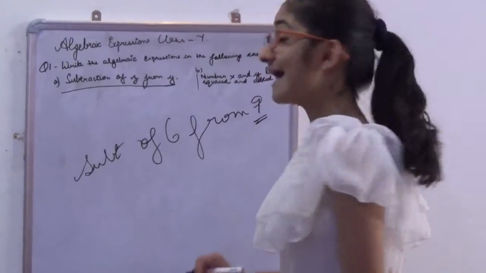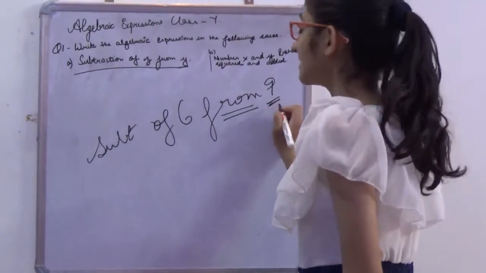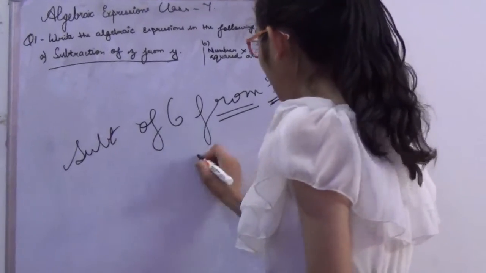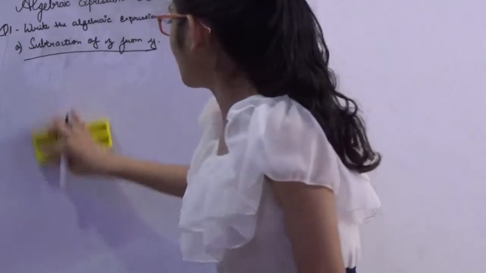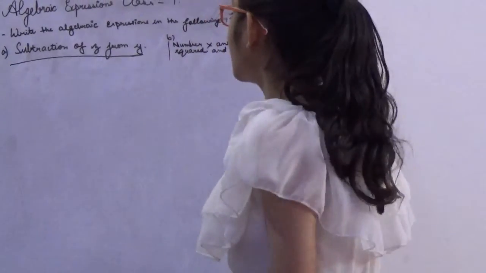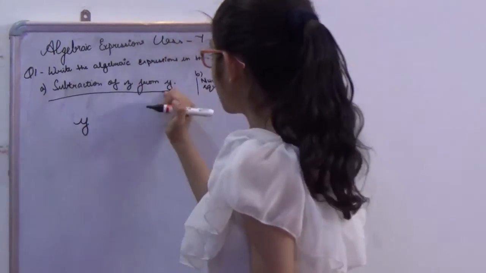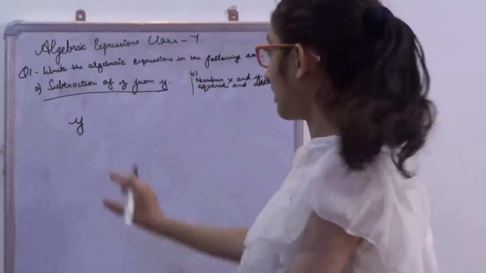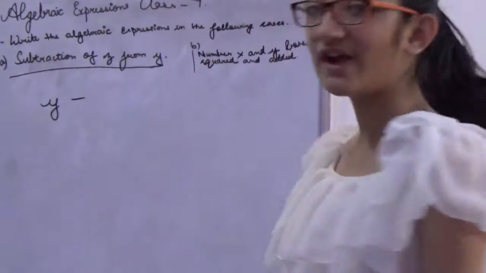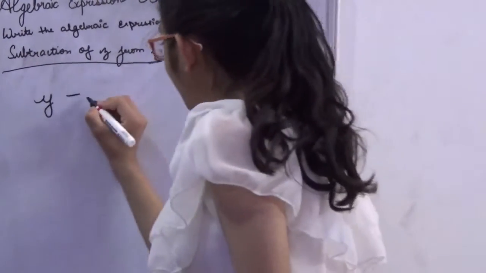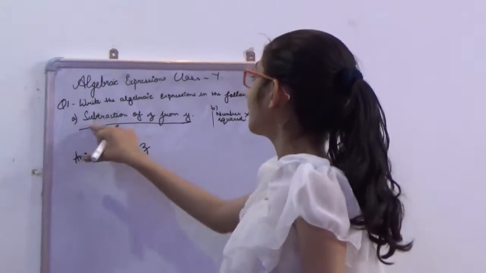So I'll tell you a trick. The number which is written after "from" is always written first. Like here it is 9. Similarly, in the question we are given, always write the term which comes after "from" first. So that is y. Then we add the sign of subtraction. Now what we have to subtract? z. So write z. This is our answer, the algebraic expression ready for this one.